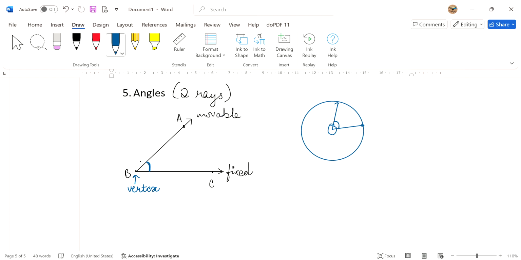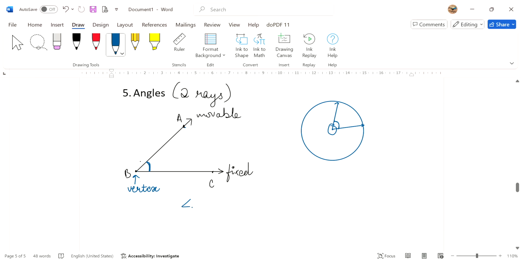Now let's move on to the naming of angles. How will you refer to an angle? To refer to an angle, you need to make sure that you have 3 points on the angle. One has to be the common starting point, the vertex, and one each on the two rays. And how do you show the symbol?